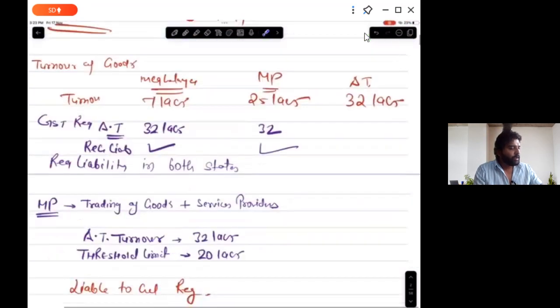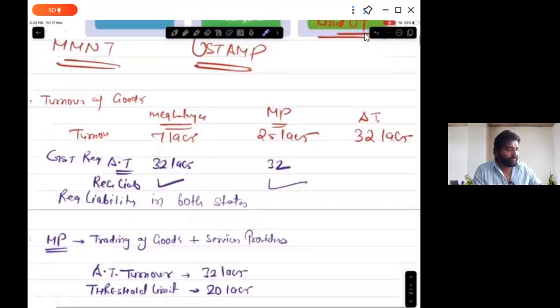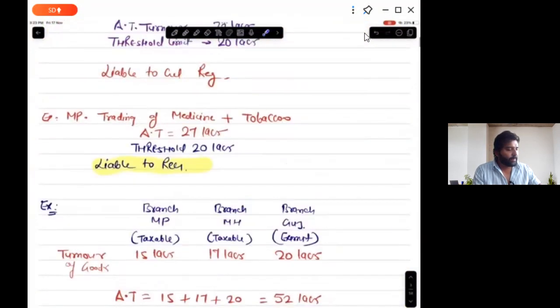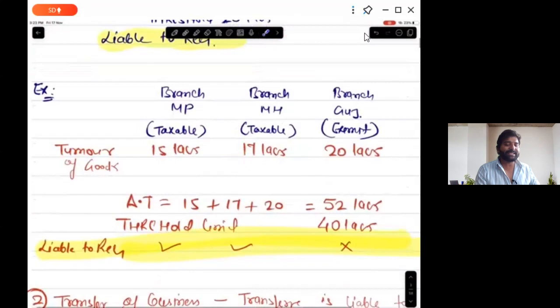Moving towards the next point. After that, I have quoted some examples here, but I have covered majorly all the examples that I need to make all of you understand. There is one more example that we can see. Look at the example. Again, it's a very interesting example. Look at the screen. I have branches in Madhya Pradesh, Maharashtra and Gujarat. But my branch is taxable in 2 states, as I'm dealing in exempt goods in Gujarat. So in Gujarat, I'm dealing in goods which are completely exempt under GST.